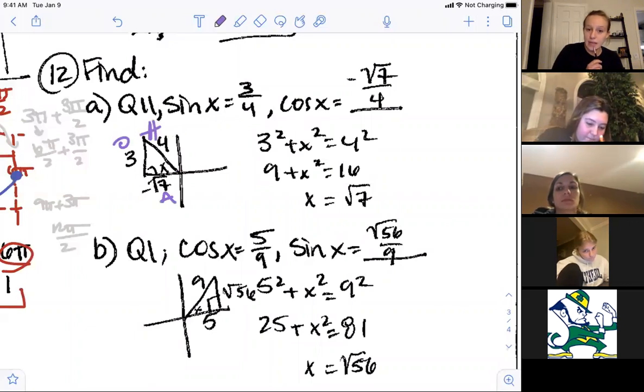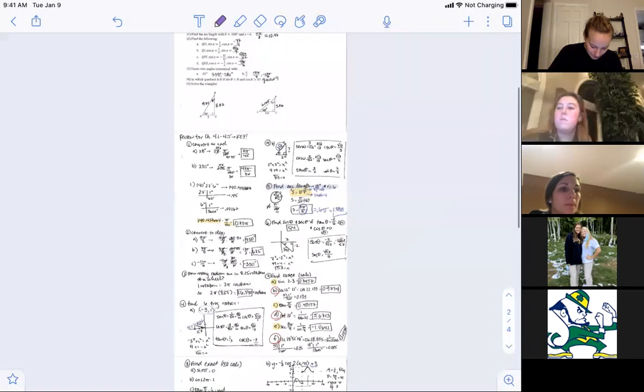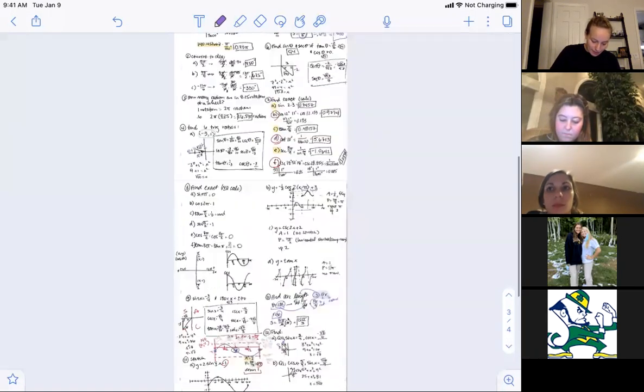And then cosine is opposite over hypotenuse. So we just took the pieces that we had and we made our ratio. So those problems are kind of like number 4, and number 6 and 9. So number 4, 1 and A and B, and number 6 and number 9.